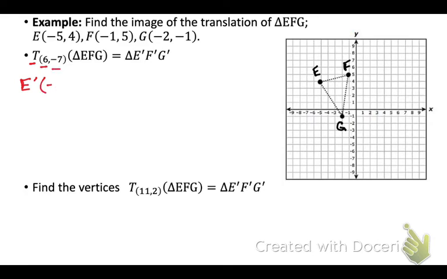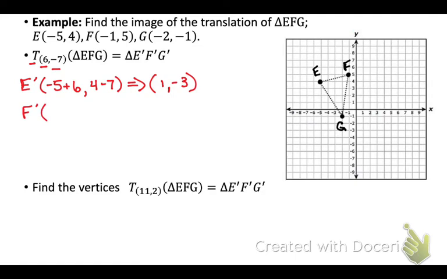Okay, so what am I going to do to -5? Add what? 6. Comma. What am I going to do to 4? -7. Okay, I'm writing this out so you can see what's happening, okay? So what is E prime going to be? E prime would be 1, -3.